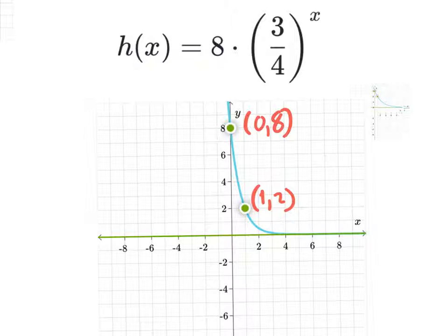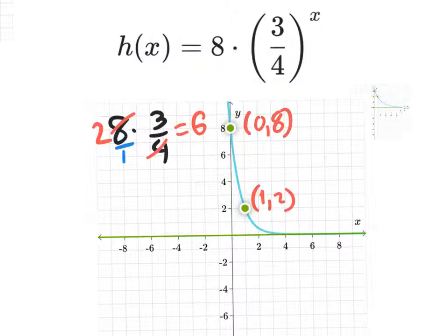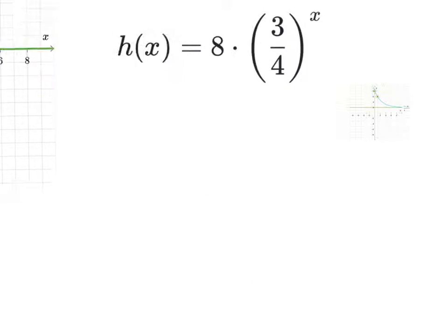How about 1, 2? Plug in a 1 right there, and let's see what happens. We're going to have 8 times 3/4 to the 1 power is 3/4. Put the 8 over 1. 2, that'd be 6, huh? So when I plug in a 1, I get out a 6, right? And when I plug in a 1, I don't get out a 2. So that didn't work. Scratch that.